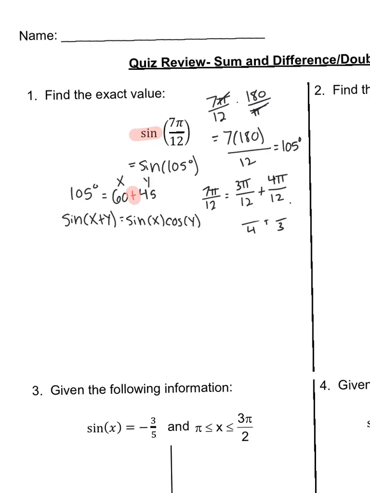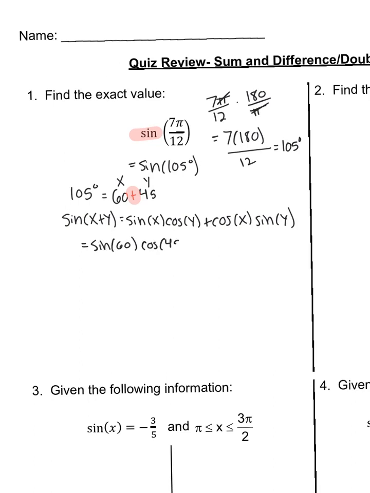I'm going to erase what's over here. Plus cosine x sine y. And I'm going to substitute my x is 60 and my y is 45. So you've got sine of 60, cosine of 45, cosine of 60, sine of 45.